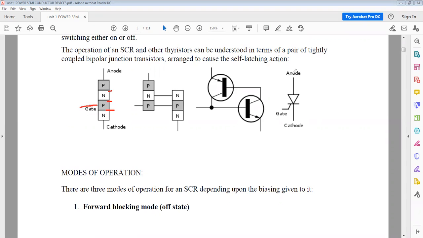Similar to a diode, the anode is the positive terminal and the cathode is the negative terminal, and the gate is connected near the cathode like this. We can represent the SCR like this. Similar to the diode symbol, this line represents the cathode, and we connect the gate like this. This is the gate terminal.